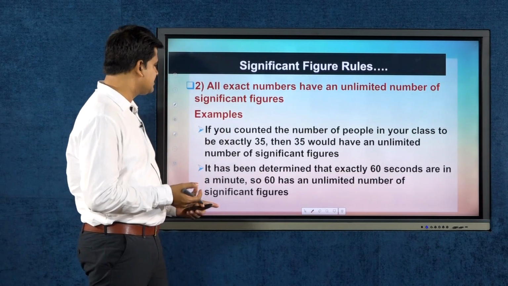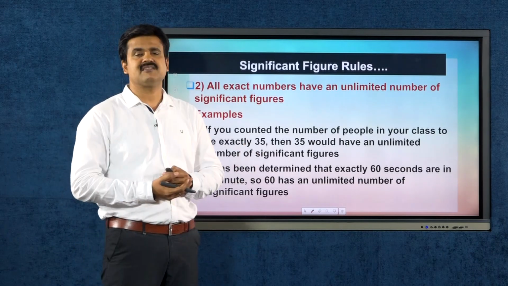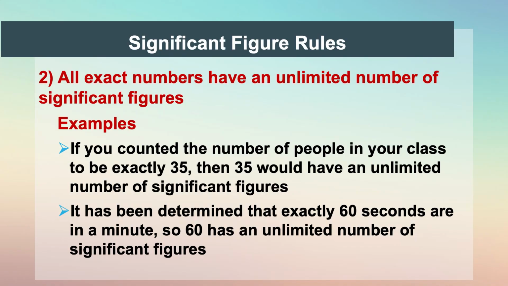Another example is that it has been determined that there are 60 seconds in 1 minute. So, 60 is a very certain quantity, a fixed number. That fixed number 60 has an infinite or unlimited number of significant figures.